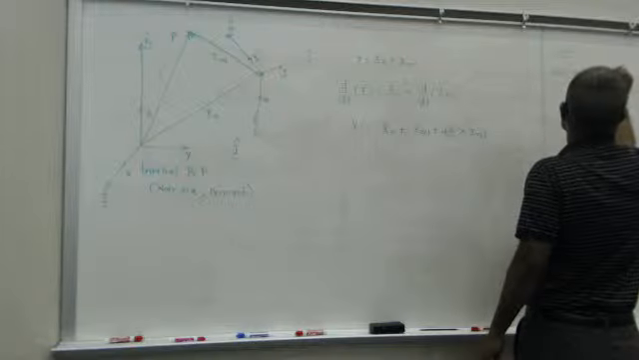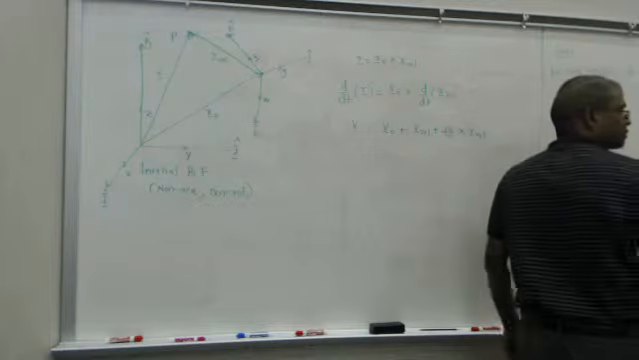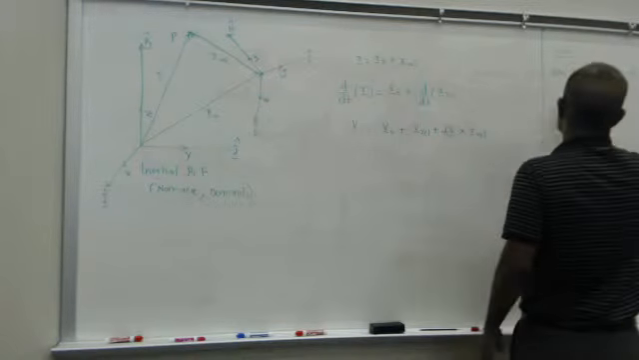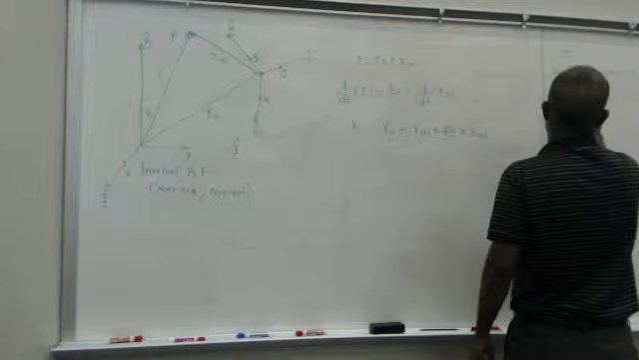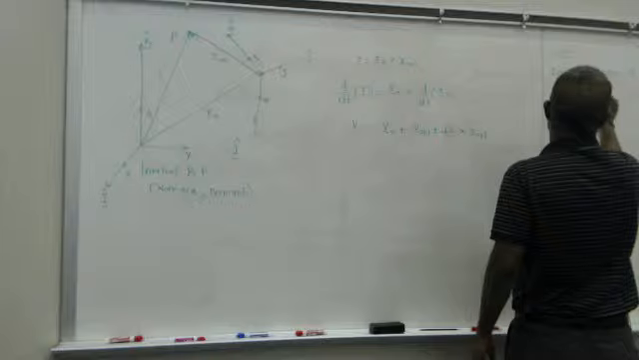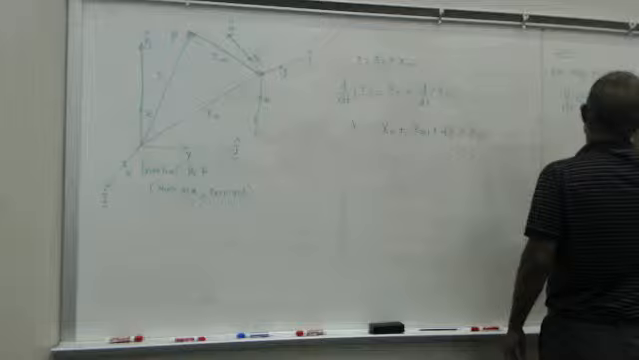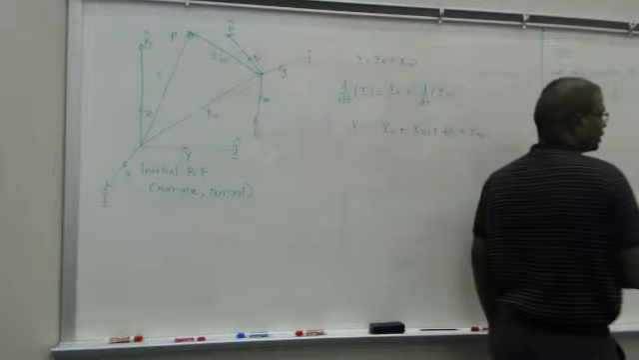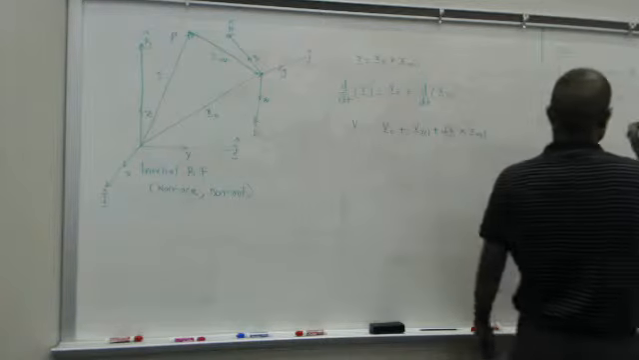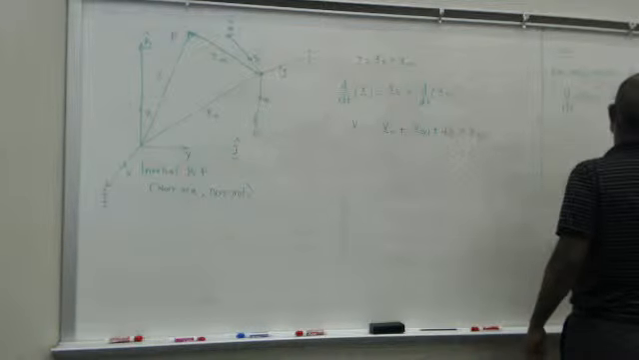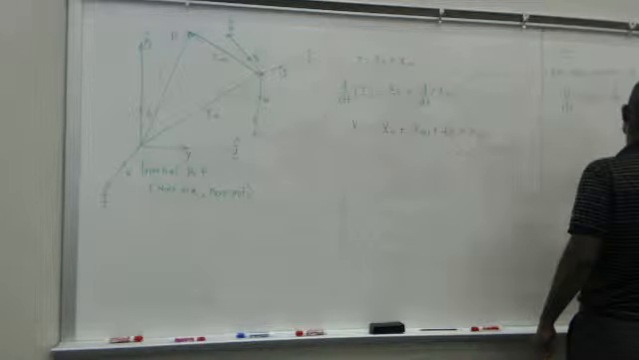For any vector A, d over dt of A is equal to the local derivative, which we will represent by A circle bar, plus omega cross with A.